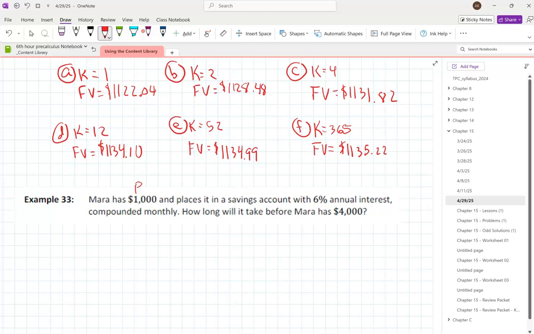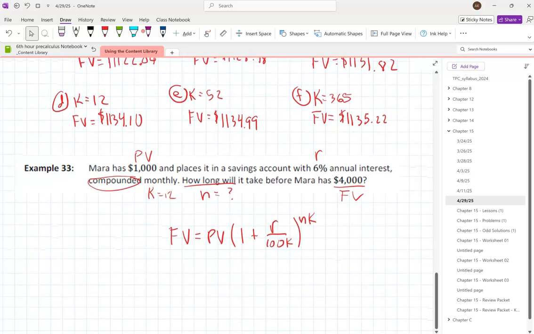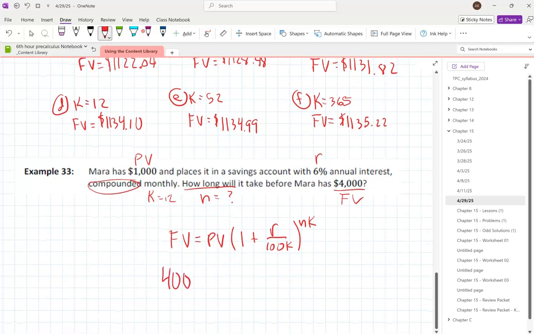Okay. So I see compounded, so I know we're doing compound interest. I have a present value. I have an interest rate. I see the K is 12. It's asking us how long, so that's an N. And then we have been given some future value. So compound interest formula, and just fill them in.